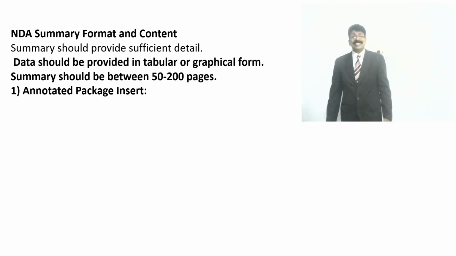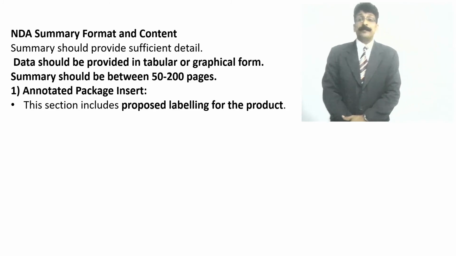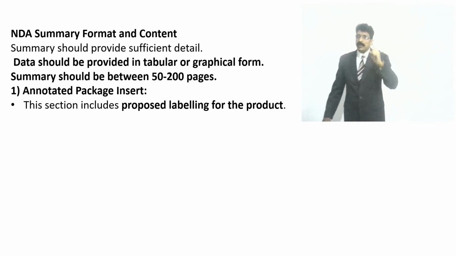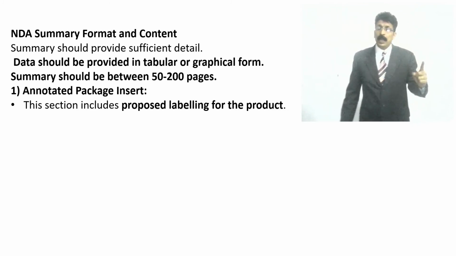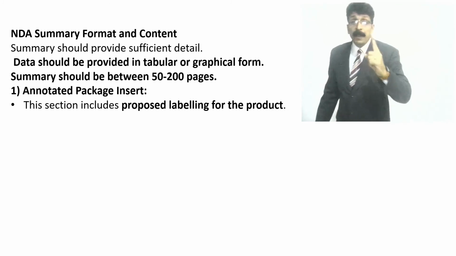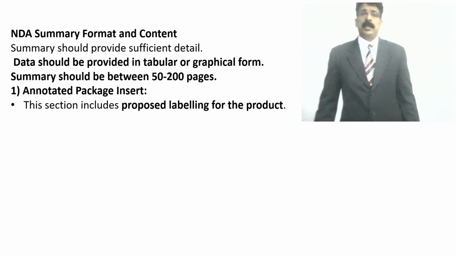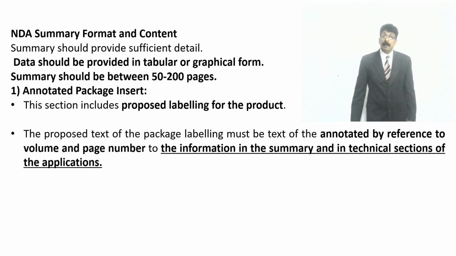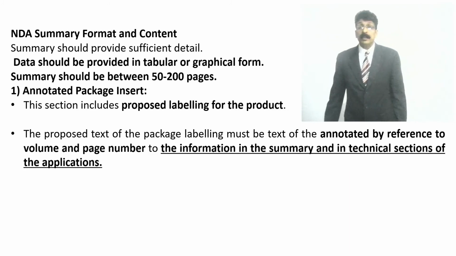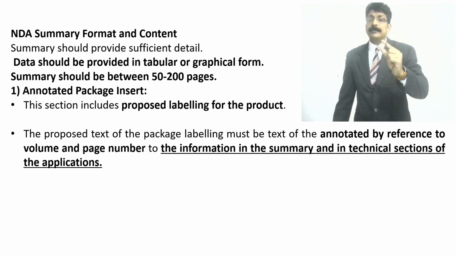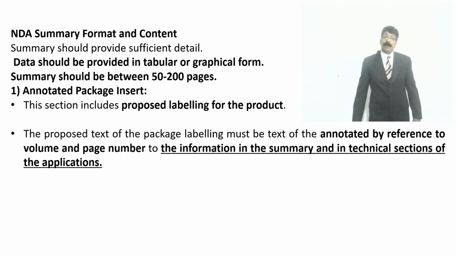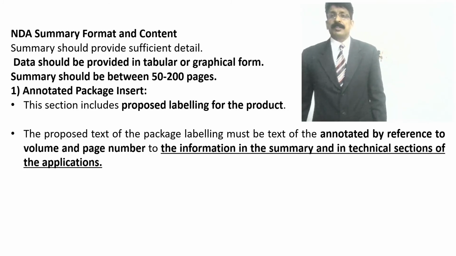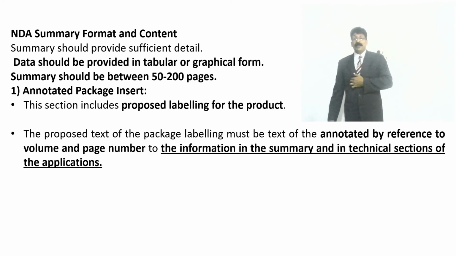annotated package inserts. This section includes the proposed labeling of the product. The label plays a major role: what color, what type of design, how you prepare the packing, whether it is a liquid oral or a tablet or a blister packing. This labeling also should be approved by FDA. So the proposed label of the product is necessary for you to give. The proposed text of the packing labeling must be annotated by reference to volume and page number, to the information in the summary and the technical section of the application. The page number is very important, and you have to keep it very detailed about the label in the application.